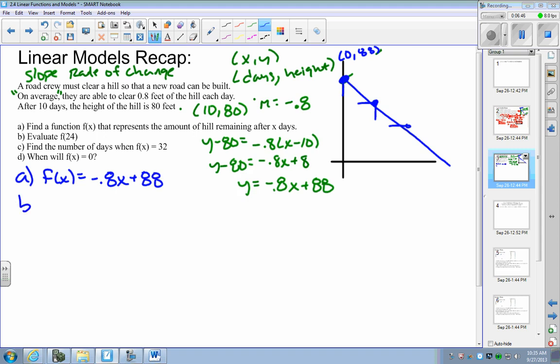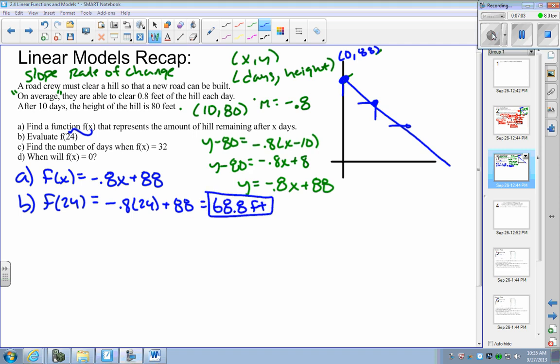Part B, evaluate f of 24. Okay, they're giving you an x is 24. So we're trying to figure out the height of the hill after 24 days. We would literally plug this in, go to your calculator, see what happens. Make sure we include some units with our answers, so it's another way to kind of check and make sure these things look right.